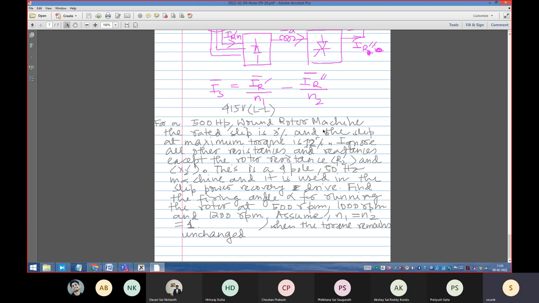The objective of this kind of scheme is that we don't lose anything in the rotor circuit unnecessarily. Otherwise, to vary the speed, we have to add some resistance in the rotor circuit and vary the speed as per our torque speed characteristics. So find the firing angle alpha for running the rotor at 500 rpm. There are three conditions given: 500 rpm, 1000 rpm, and 1200 rpm. I didn't mention it, but it is implied that the machine is operating at the rated slip, rated torque or full load torque.